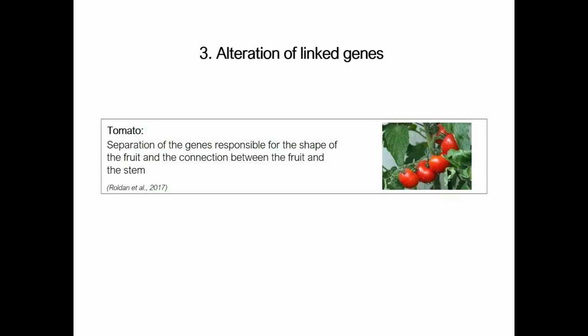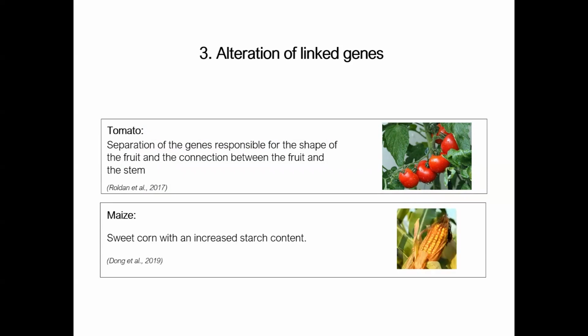I also have 2 examples from the literature for you. One is about a genome-edited tomato in which 2 genes are separated from each other, which determine the shape of the fruit on the one hand and the connection between the fruit and the stem on the other. With CRISPR-Cas, the joint inheritance of these 2 traits was abolished, so that the tomato has a specific fruit shape and is easier to harvest.